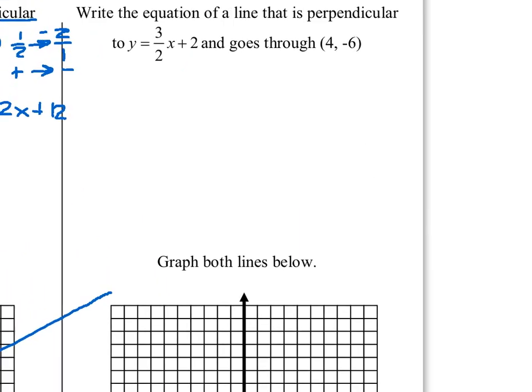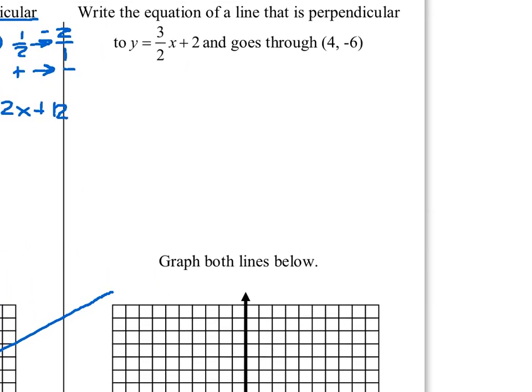One last problem. This one says write an equation of a line that is perpendicular to y equals 3/2 x plus 2. Goes to the point (4, -6). What's the first thing that I should do? Michael. Yeah, so he's saying we need to find the slope of our new equation, and since it's perpendicular, we're taking 3/2.